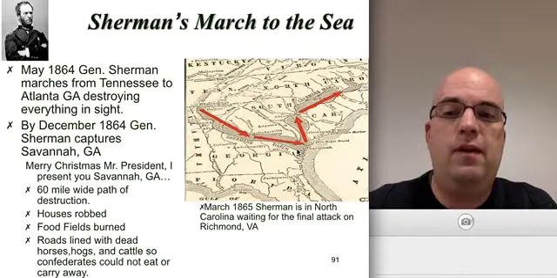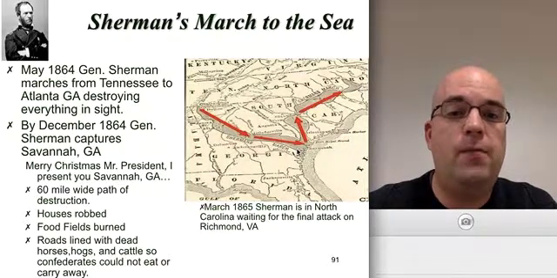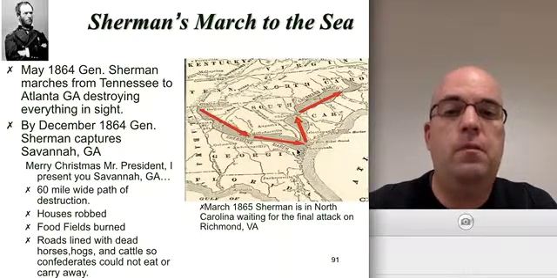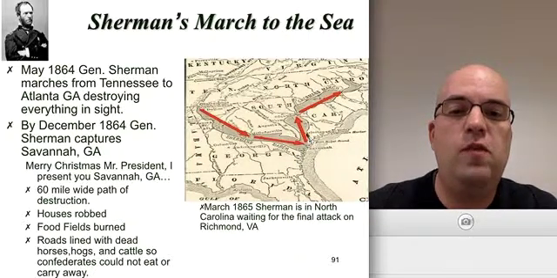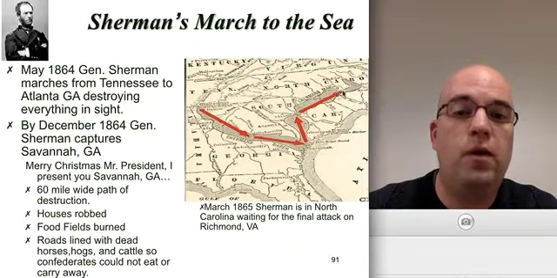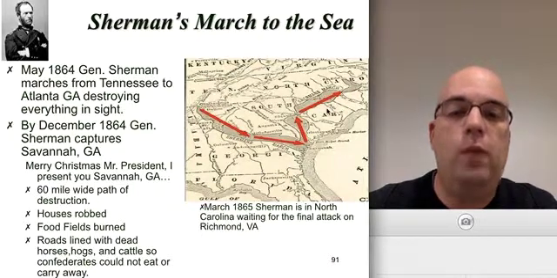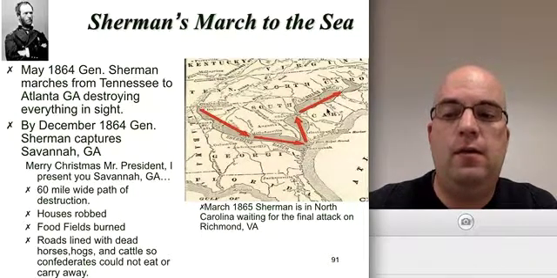And by December of 1864, Sherman marches into Savannah and sends a telegram to President Lincoln where he says, "Congratulations, Mr. President, Merry Christmas. I present to you Savannah, Georgia." And so Georgia is completely laid to waste. And then the following spring, in March 1865, Sherman continues his march through South Carolina into North Carolina, again laying waste to everything that is in his path.